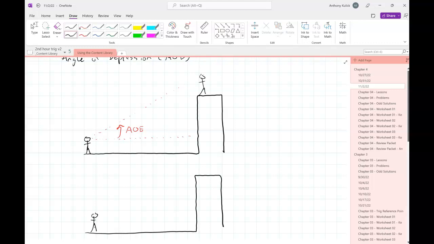Okay. Same picture. So this time, let's pretend we're the person up at the top of the building. If I'm just looking straight ahead, that would be my line of sight. And say I want to look at that person on the ground. I'm going to put my head down to look at them. This angle here that's formed is the angle of depression.